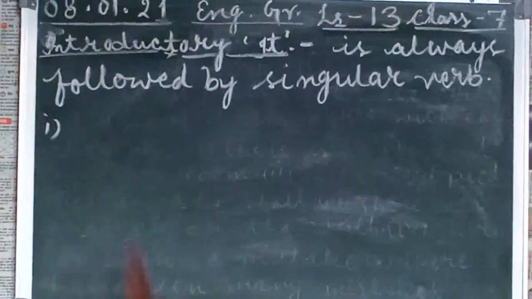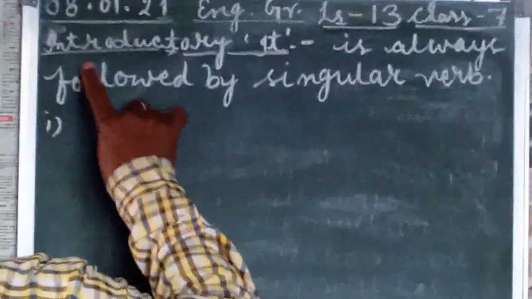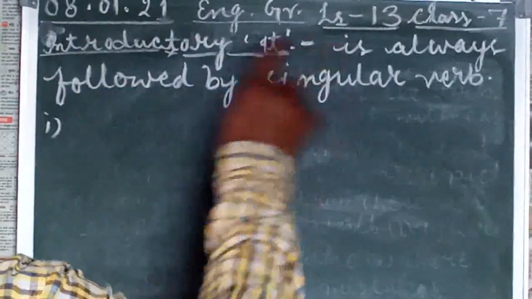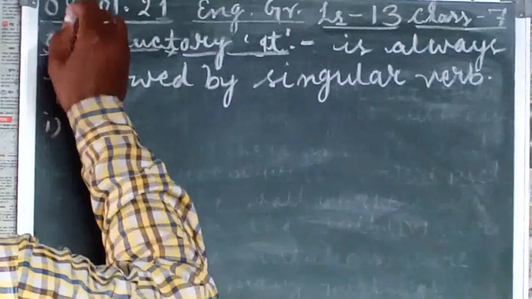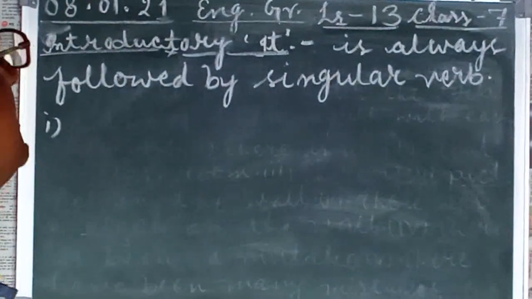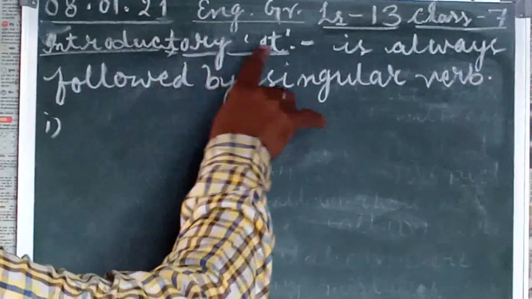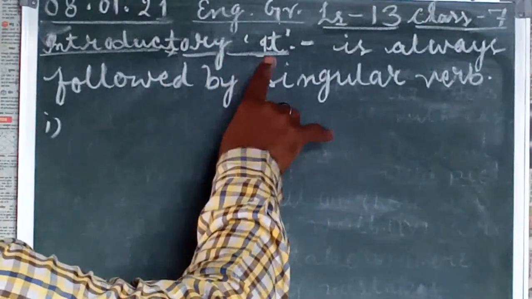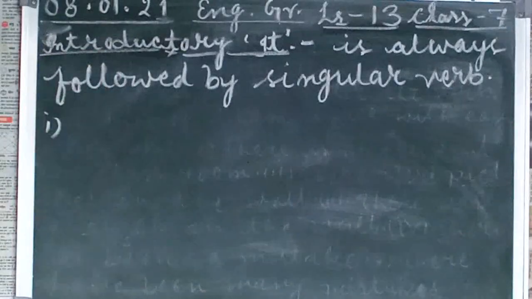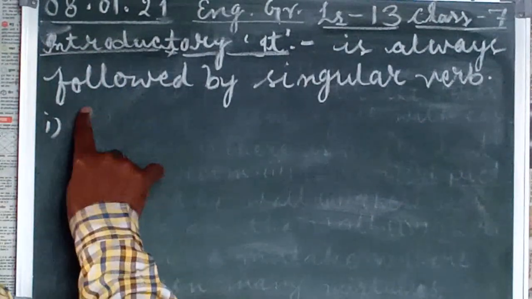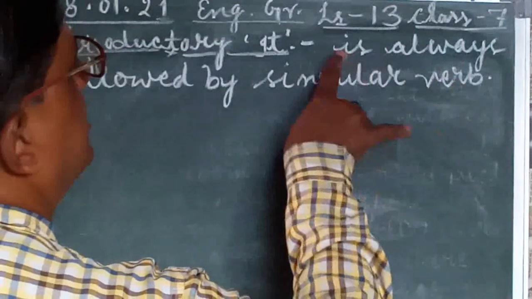Now children, I am taking this one again. What is here? Introductory it. Before this I have taken introductory there, but now I am taking introductory it. What are the conditions given here? We see that whenever introductory it comes in a sentence, we always use a singular verb, not a plural verb.